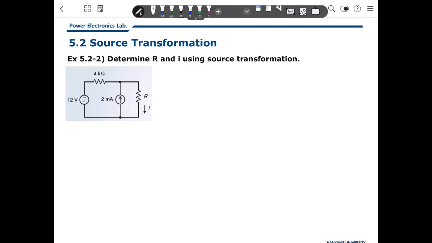Okay, this is another example. Actually, this is not 2, this is maybe 3. So we have to determine the resistor R and current I, and then use the source transformation.